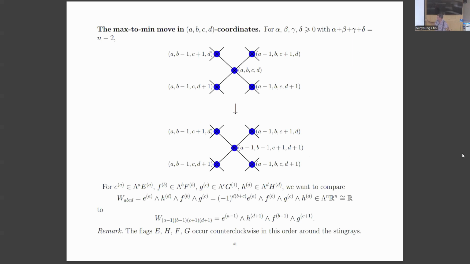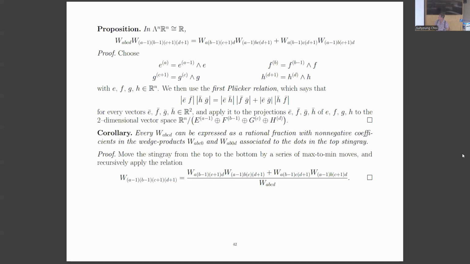So here you have a square, and I'm interested in the middle. It says it expresses the product of the wedges associated to the old wedge and the new wedge in terms of the wedge products associated to the corners of the square. That's what the formula says. And where does this formula come from?